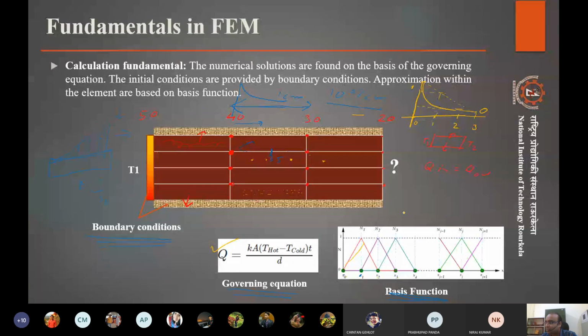How do we decide these functions? These functions are decided based on what kind of geometry is there. ठीक है, and another factor is what kind of physical work we are doing, like suppose here it is a heat transfer case.